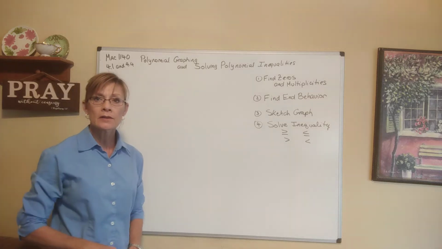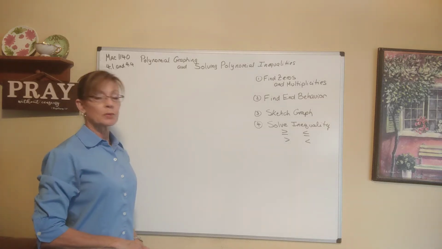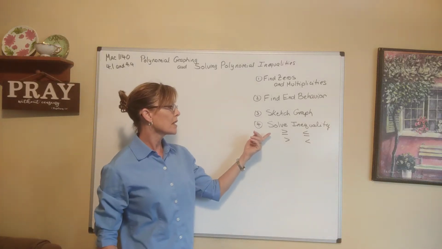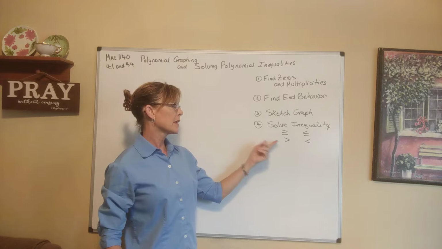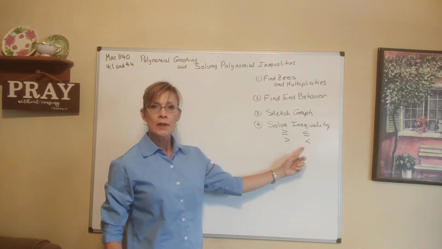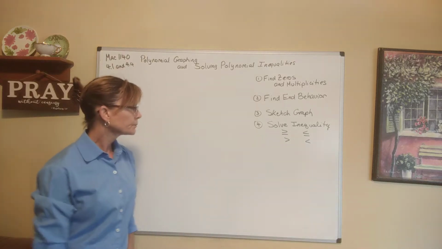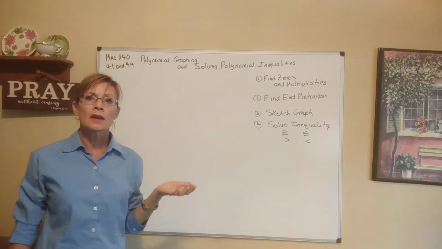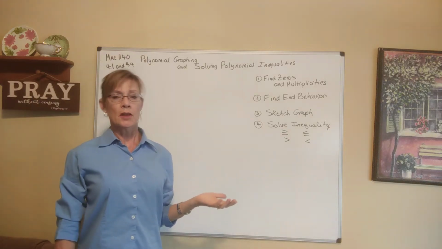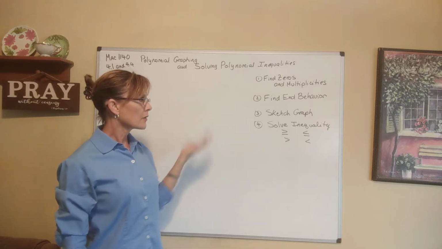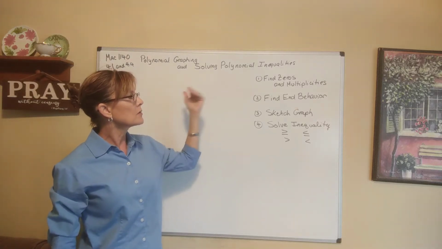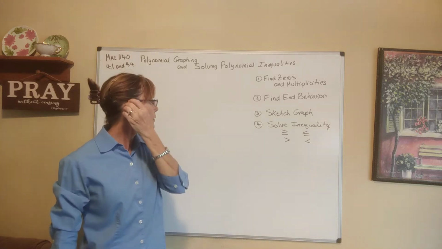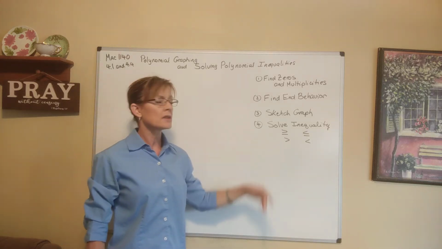As a reminder, an inequality is when you replace the equal sign with an inequality symbol, such as greater than or equal to, greater than, less than or equal to, or less than. So this is going to be our plan. We'll be given a polynomial inequality to solve. We will graph it, so we'll find the zeros and their multiplicities, find the end behavior, sketch the graph, and then answer the question.